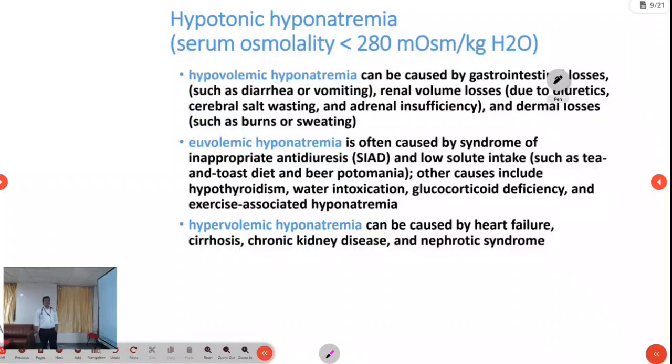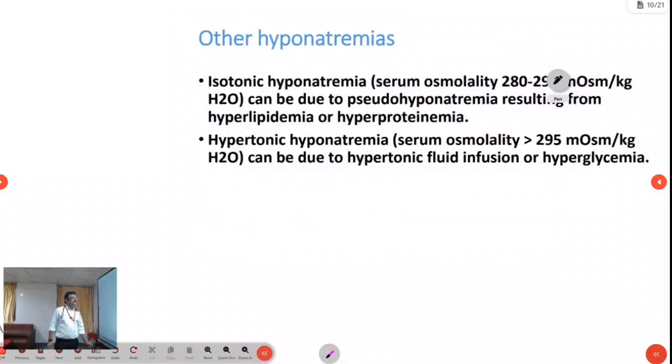Now, hypotonic hyponatremia, that is not actual hypovolemic hyponatremia, can be caused by GI losses. Okay, so hypotonic hyponatremia, if the serum osmolarity is less than 280, there is a true hyponatremia. There are reasons for that we have discussed. I am not going to the slide again and again.